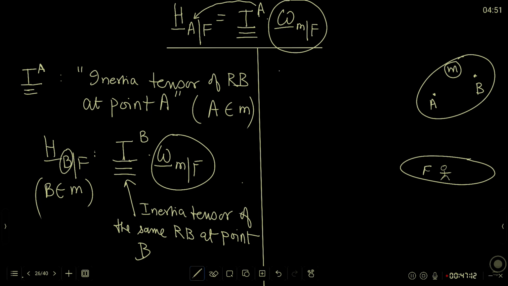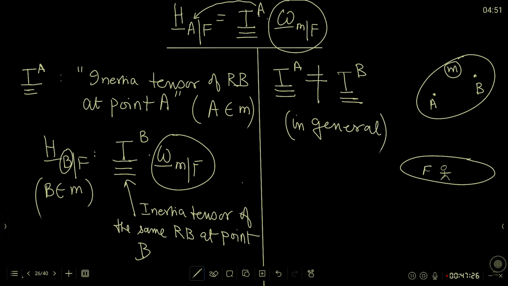They are not the same. So in that way, you go to any point Q, you will have a quantity which will be this. Every point of the RB will have its own inertia tensor. This inertia tensor is of the same RB at point Q.